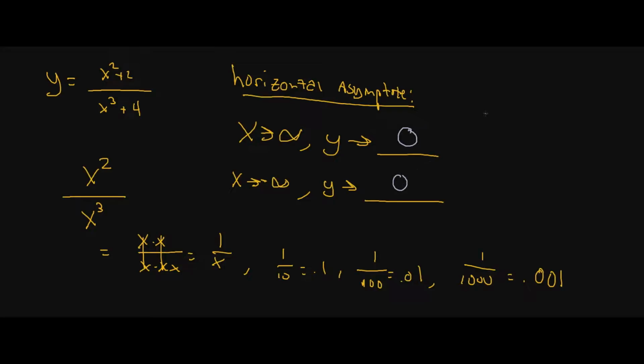So my horizontal asymptote would be y is equal to 0. Okay? And you're going to see this is always going to happen when the degree of the denominator is larger than the degree of the numerator, because the bottom is going to grow faster and essentially get us closer to 0. All right, so maybe let's look at a different example.